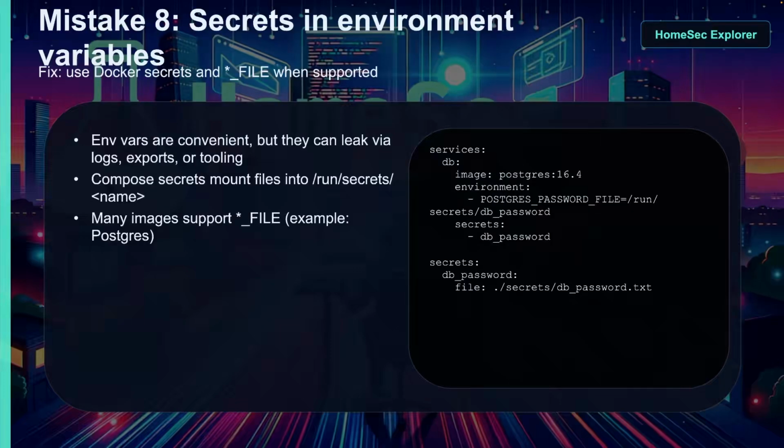Mistake 8. Bad secrets hygiene. Environment variables are convenient, but secrets leak. They can show up in Compose exports. They can show up in logs. They can show up in process listings. Use file-based secrets with tight permissions. For admin tokens, keep them out of Compose. Set them in your shell or a secret manager. Secrets should not live in your Compose file.